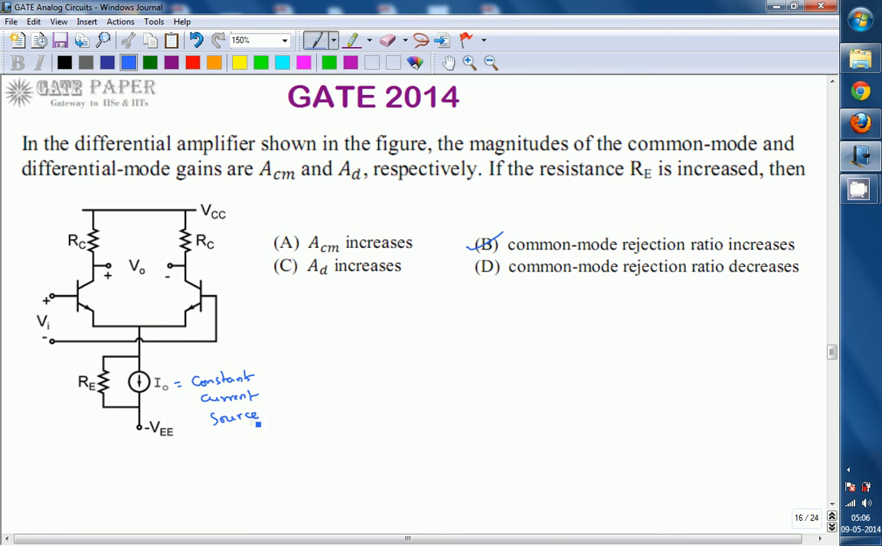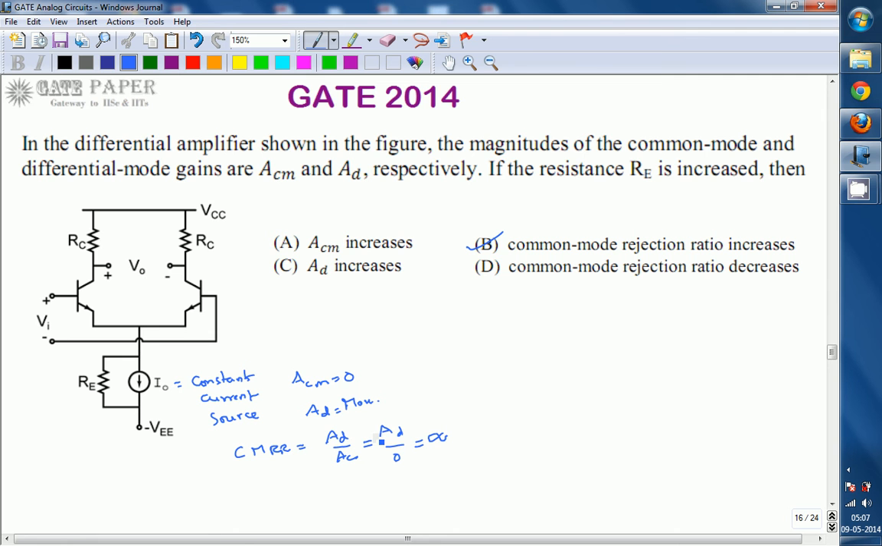So with a constant current source, ACM is equal to 0, and AD is the maximum differential mode gain, provided with common mode gain as 0. By that time we can say that CMRR is AD by ACM, which is AD by 0, which is infinite. If we consider a constant current source in the differential amplifier, CMRR is going to be infinite.